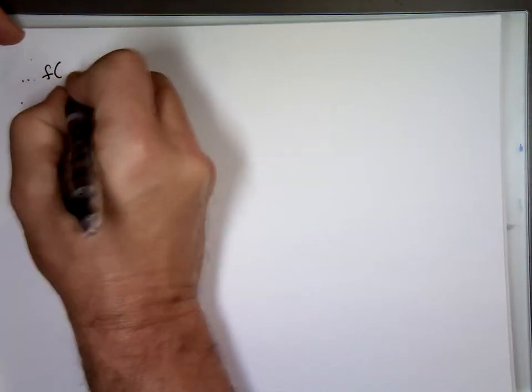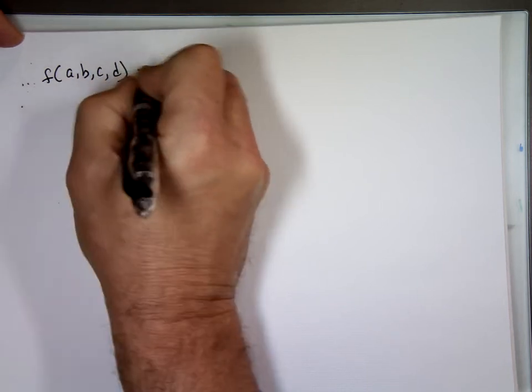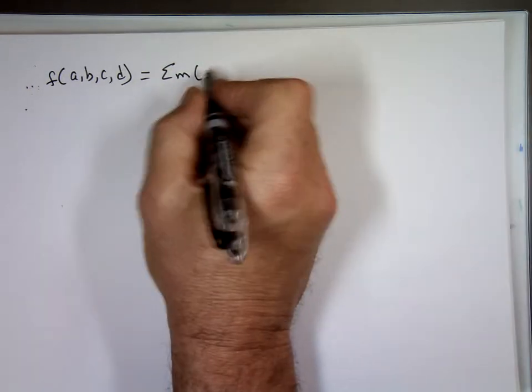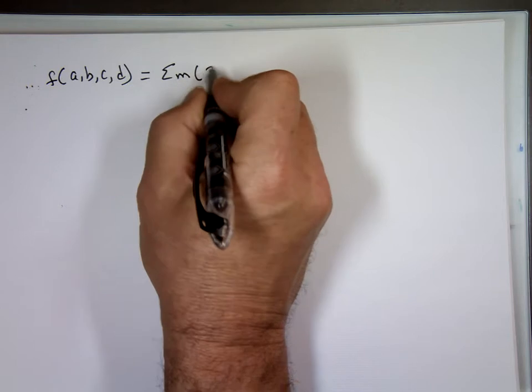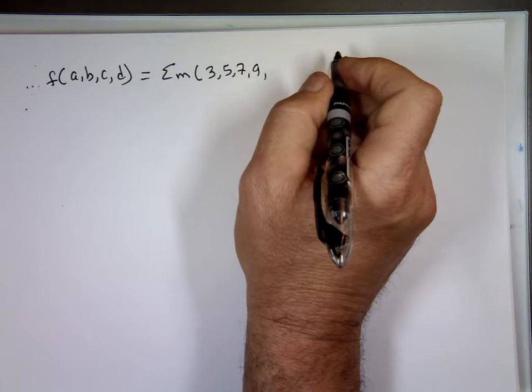F of A, B, C, D. We'll say 4 inputs. Go ahead. Which ones do you want to be 1? Between 0 and 15. Give me as many ones as you want, but don't go crazy. 3, 5, 7, 9. Done? 15.